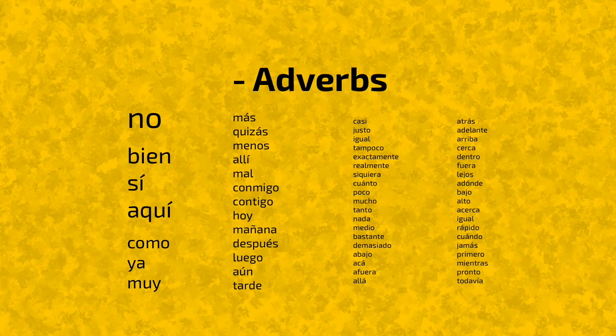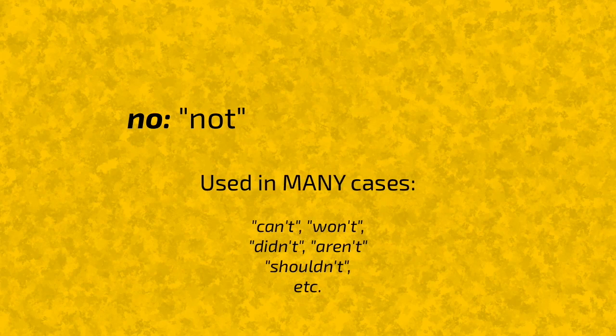The most common adverb in Spanish is no, which generally means not. This is used extremely frequently, 5 times more often than any other adverb. In fact, it's used much more often than we use the word not in English. Because think about it. In English, we can negate a sentence in lots of ways, using words like can't and won't and didn't. Well, in each of those cases, in Spanish, we would use no.